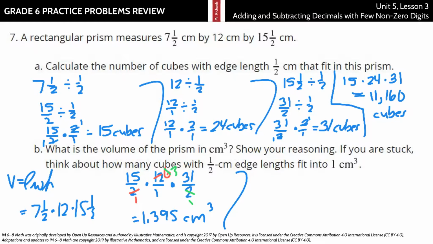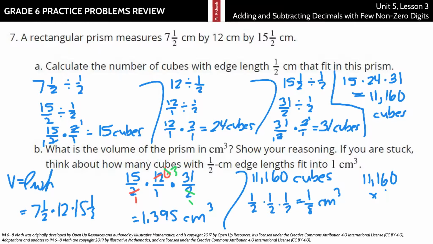The other way is knowing that we have 11,160 cubes. What is the volume of each one of those ½ centimeter cubes? Well, 1/2 times 1/2 times 1/2 is 1/8 cubic centimeter. And if you happen to have 11,000 of those, about 11,160, you can multiply by 1/8 here, and you will still get 1,395 cubic centimeters. So a couple different ways of getting there in our 7th question.